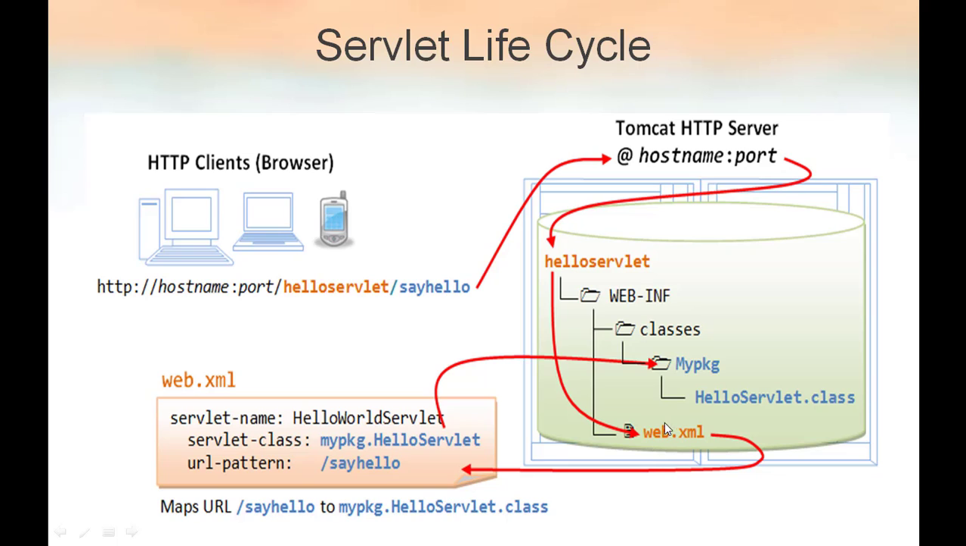In web.xml, it will look up this name, the servlet file name, say hello. This is the URL pattern which was already mentioned in the web.xml file. After looking up the servlet file name, it will go to the package which is created in HelloServlet and then run the HelloServlet.class file. This is the flow of the servlet lifecycle.